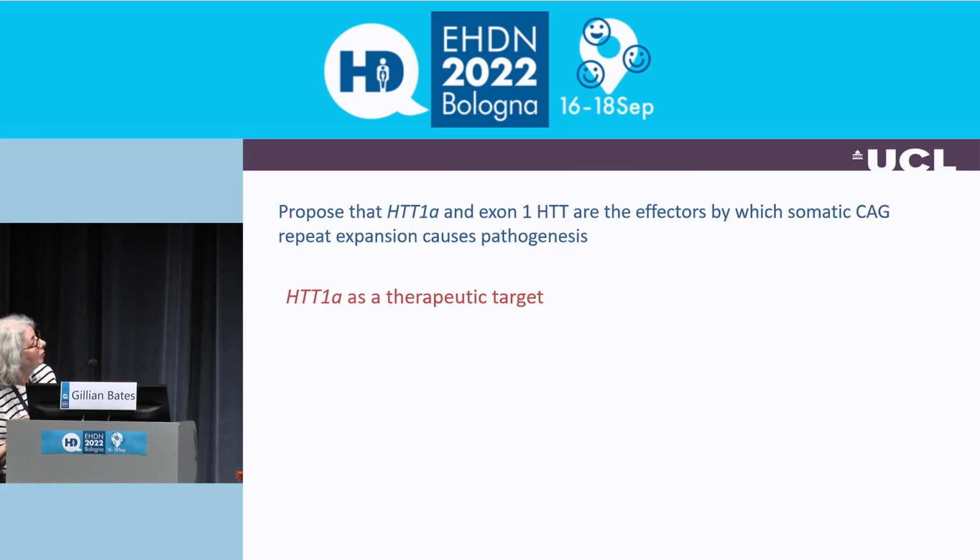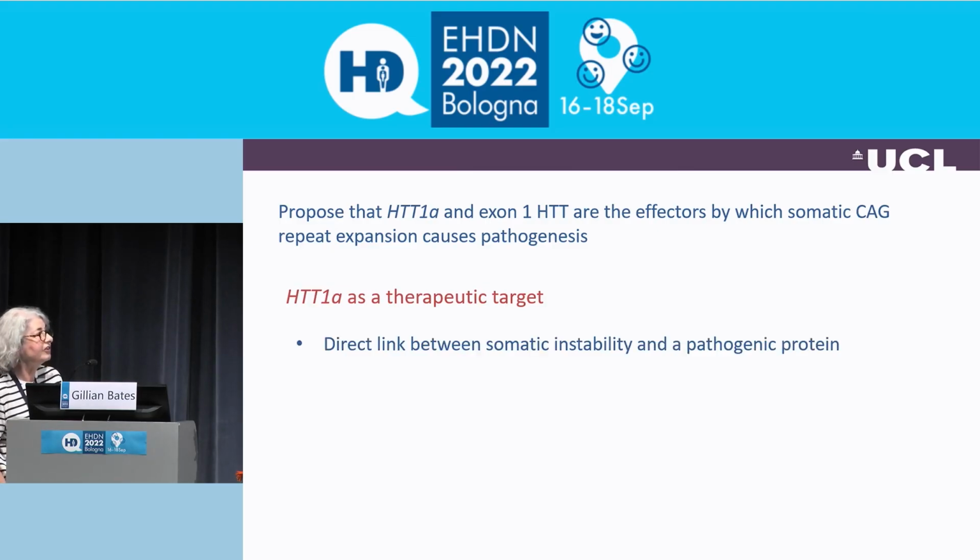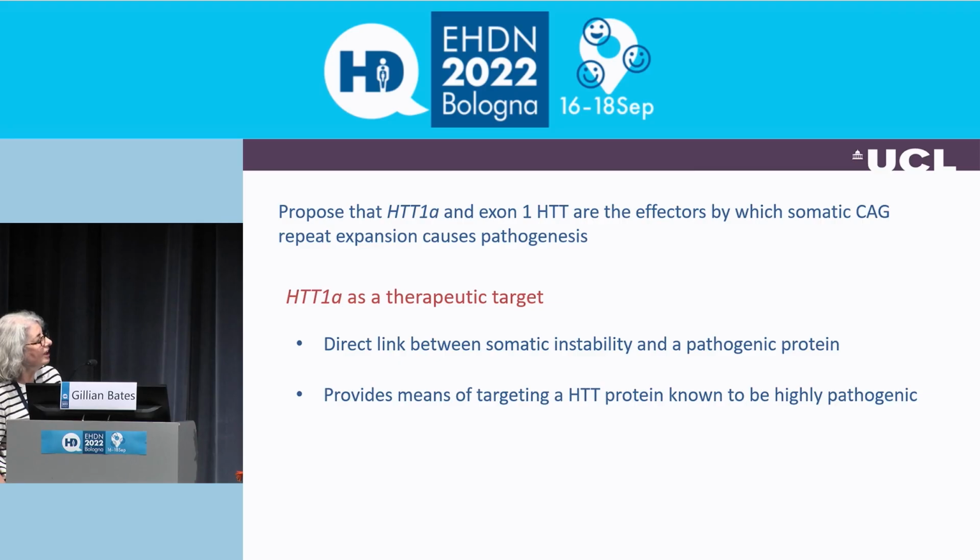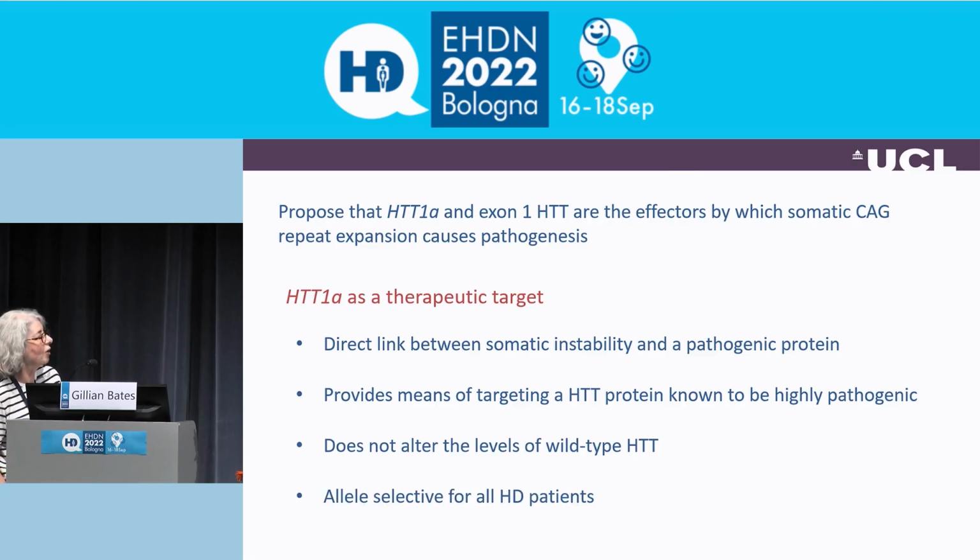So finally, we propose that Huntingtin 1A and the exon 1 protein are effectors by which somatic CAG repeat expansion causes pathogenesis, and Huntingtin 1A is a therapeutic target. It provides a direct link between somatic instability and a pathogenic protein, and provides a means of targeting the Huntingtin protein that's known to be highly pathogenic. It doesn't alter the levels of wild-type Huntingtin, and therefore is allele selective for all HD patients.